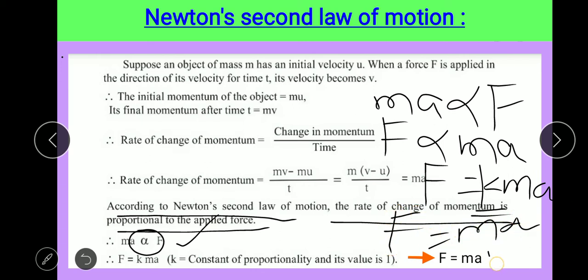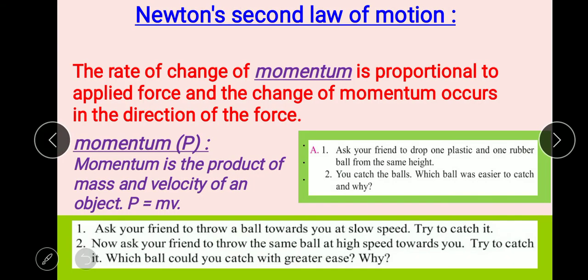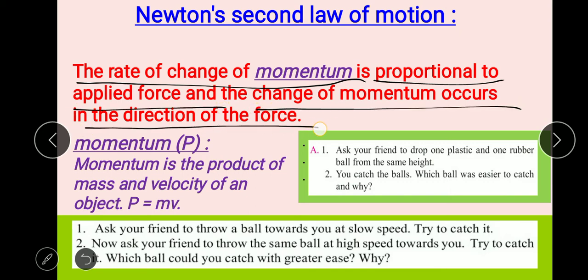Our formula becomes F is equal to ma. So you'll remember this formula, students. F is equal to ma. This is the formula which is derived from the second law of motion, students. Second law of motion: the rate of change of momentum is proportional to applied force, and the change in momentum occurs in the direction of force, students. In the direction of force. So you will remember this.